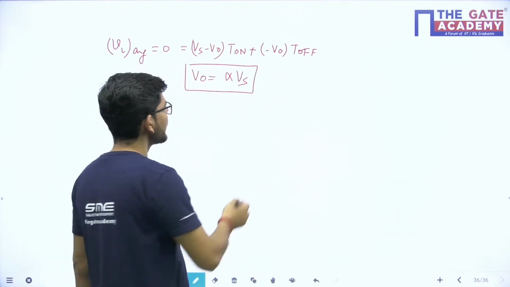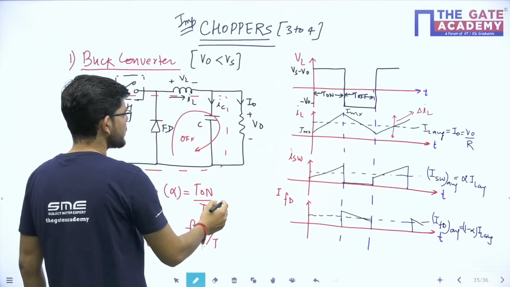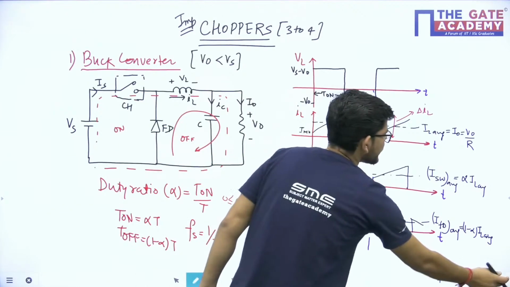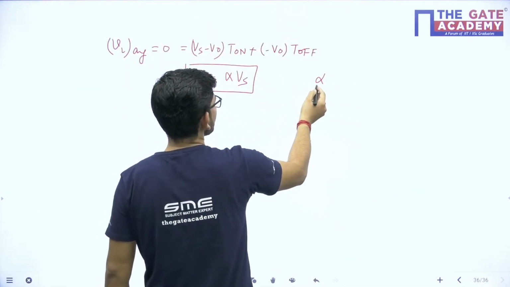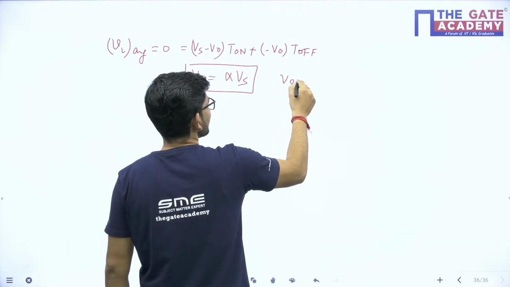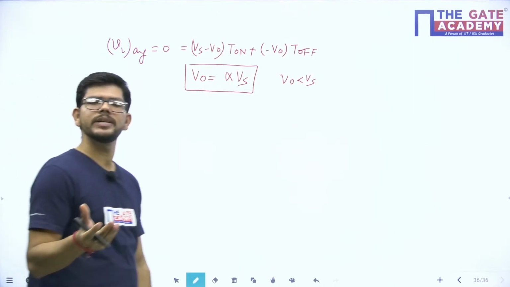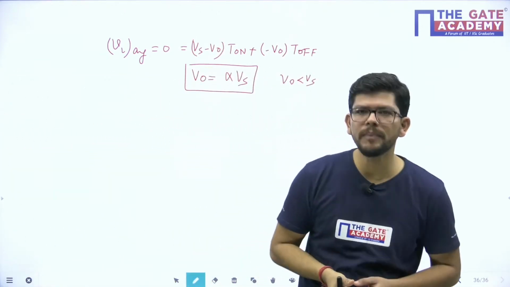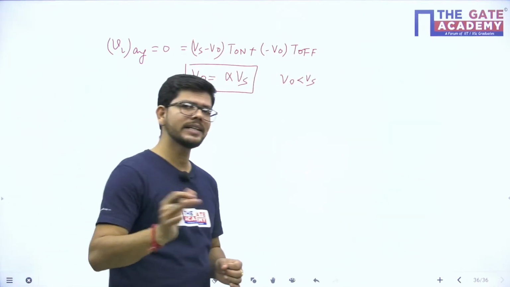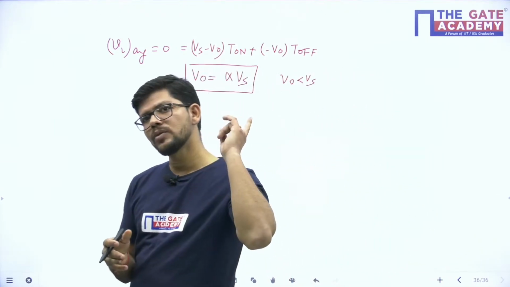You know that alpha, the duty ratio, can be varied from 0 to 1. So you can see here you will always get a voltage V naught which is less than Vs, so it is a step down converter. Buck converter is basically equivalent to a step down chopper. The step down buck converter is also called a step down chopper, and it is equivalent to a step down chopper in case of an AC network.